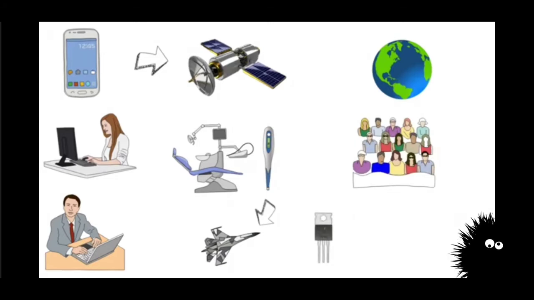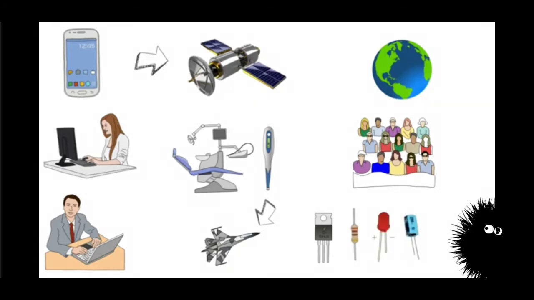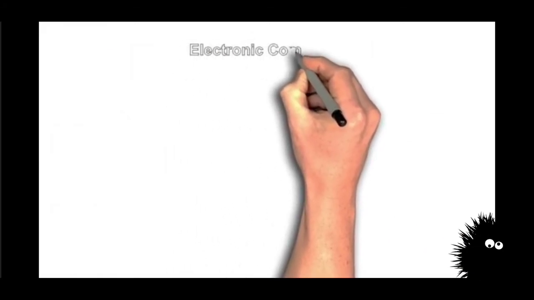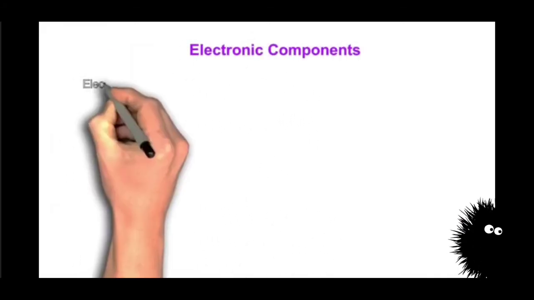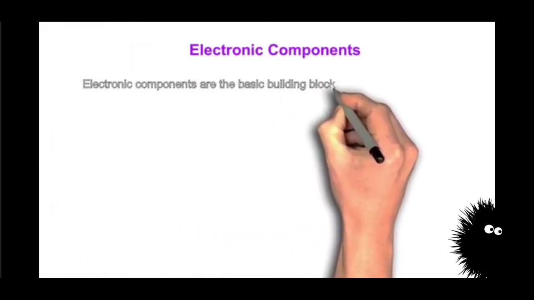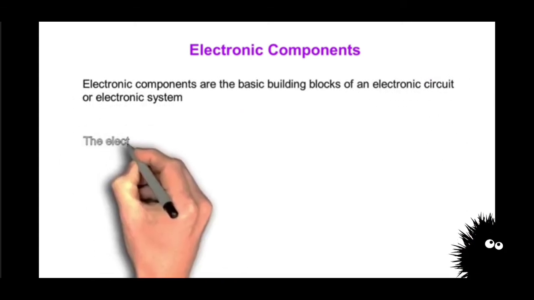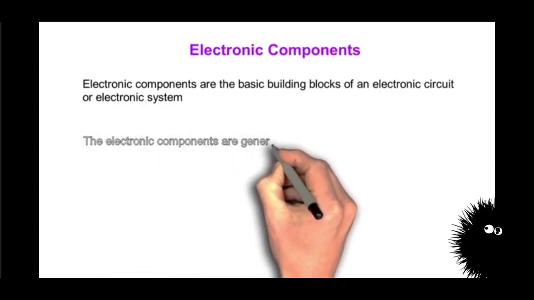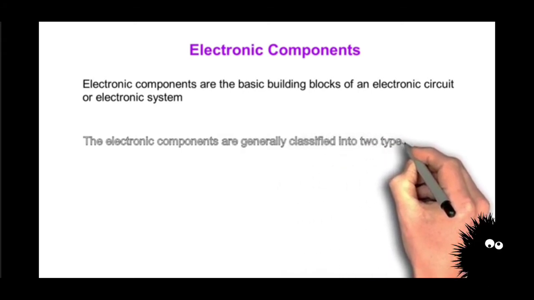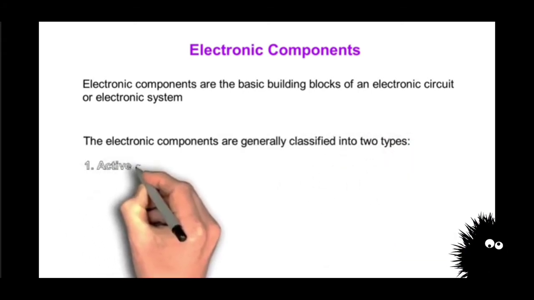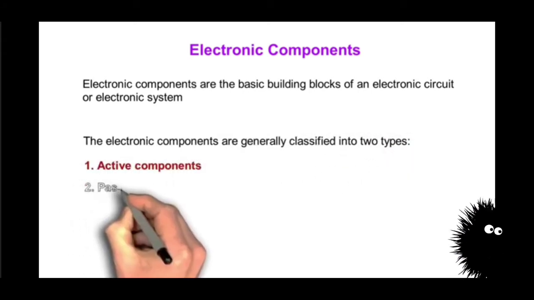These electronic gadgets are made up of electronic components. So, in this video, you will learn about the classification of electronic components. Electronic components are the basic building blocks of an electronic circuit or electronic system. The electronic components are generally classified into two types: active components and passive components.